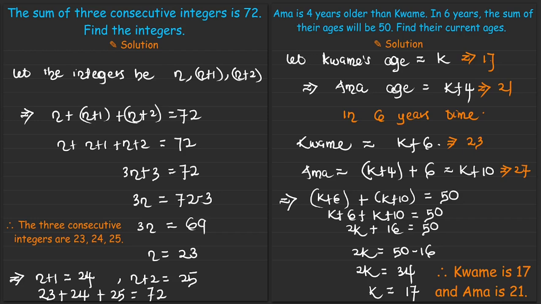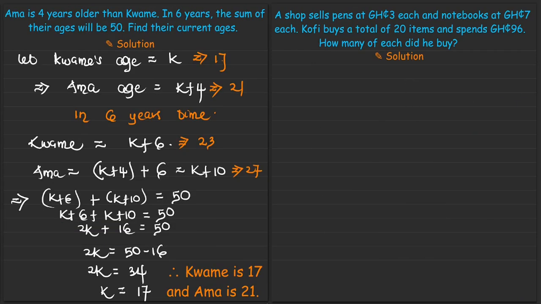Let's look at our last but one question. This question says, a shop sells pens at 3 cedis each and notebooks at 7 cedis each. Kofi buys a total of 20 items and spends 96 cedis. How many of each did he buy? So how do we go about this?